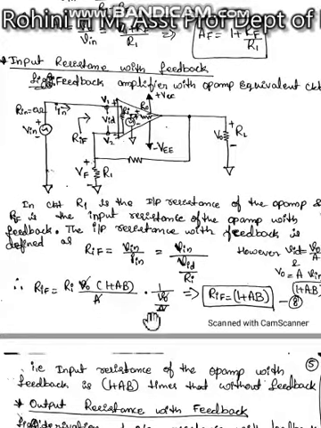Finally we are remaining with RIF is equal to 1 plus A beta, times RI. So the input resistance of the op-amp with feedback is 1 plus A beta times that without feedback. That is, RIF is equal to 1 plus A beta times the RI. Then the output resistance with feedback.